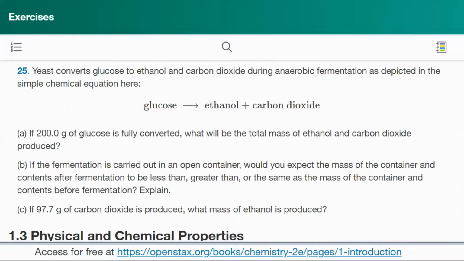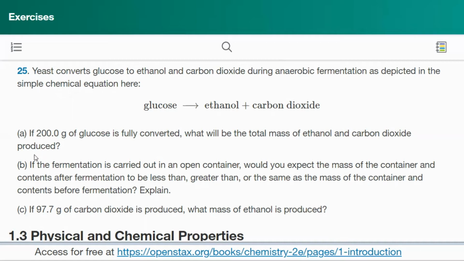Question 25. Yeast converts glucose to ethanol and carbon dioxide during anaerobic fermentation as depicted in the simple chemical equation here. So we have glucose, and that becomes ethanol plus carbon dioxide. A, if 200 grams of glucose is fully converted, what will be the total mass of ethanol and carbon dioxide produced? Going back to our law of conservation of mass, it should be 200 grams. So if we start with 200 grams here, the total mass over here should also be 200 grams.